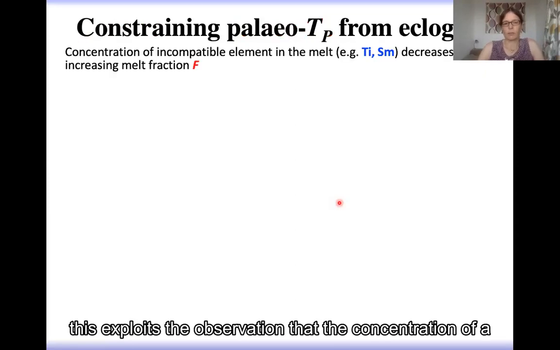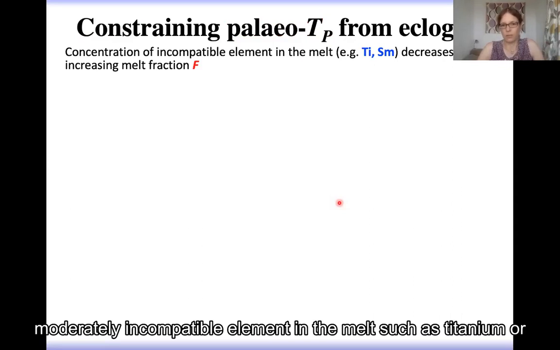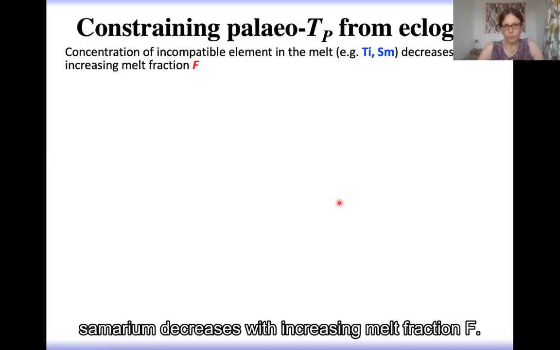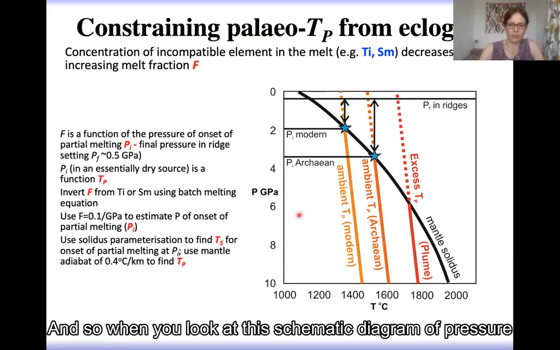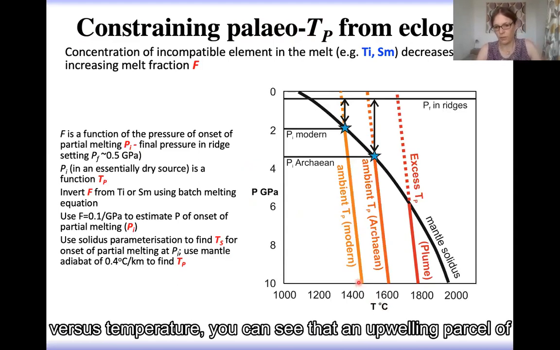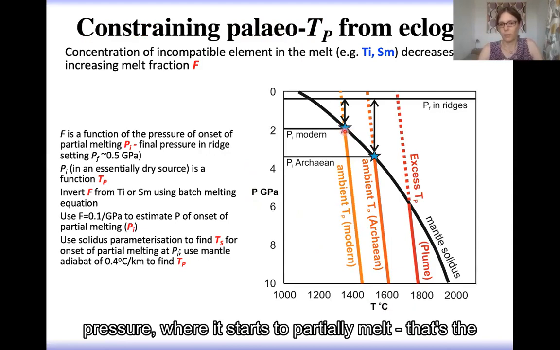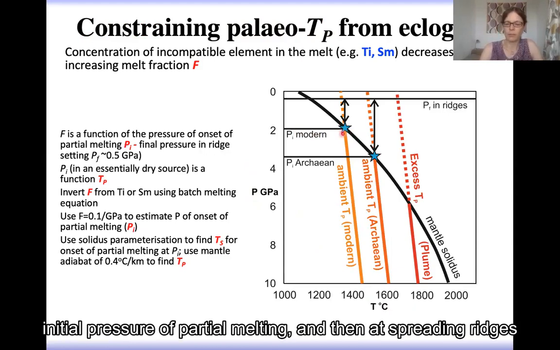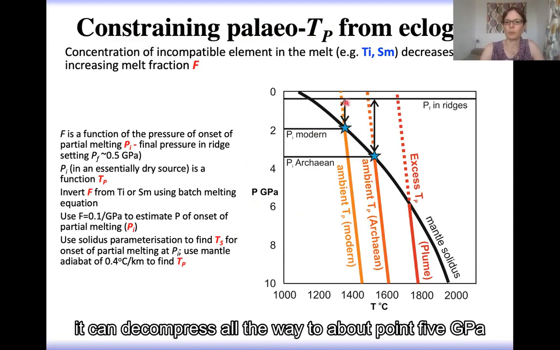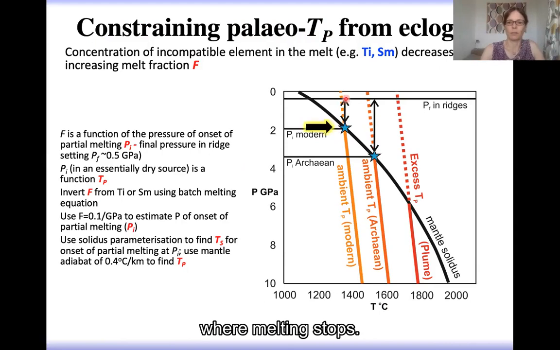This exploits the observation that the concentration of a moderately incompatible element in the melt, such as titanium or samarium, decreases with increasing melt fraction F. And so when you look at this schematic diagram of pressure versus temperature, you can see that an upwelling parcel of mantle would intersect the mantle solidus at a certain pressure, where it starts to partially melt. That's the initial pressure of partial melting. And then in spreading ridges, it can decompress all the way to about 0.5 GPa, where melting stops.